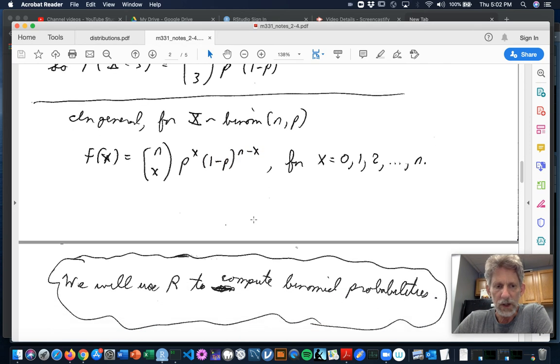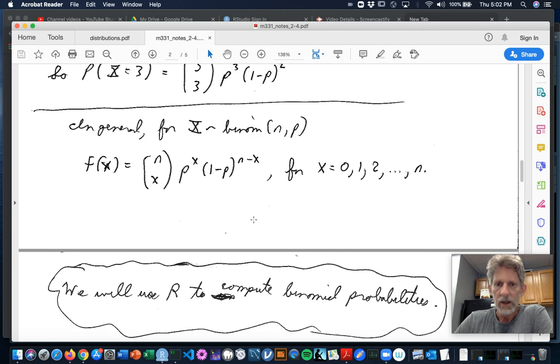So great, we've got the probability mass function. So we could find probabilities now for binomial random variables using that. But because it involves the combination formula, it can be a little bit tricky to work with on the calculator and things like that. So we'll use R to compute our binomial probabilities, if you don't mind.